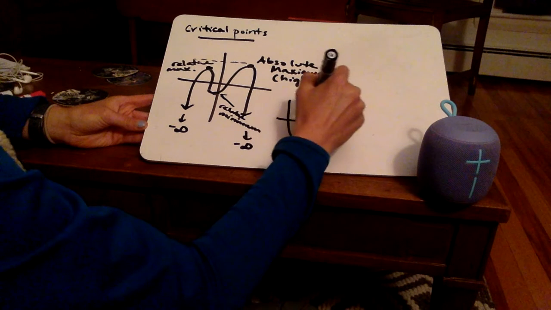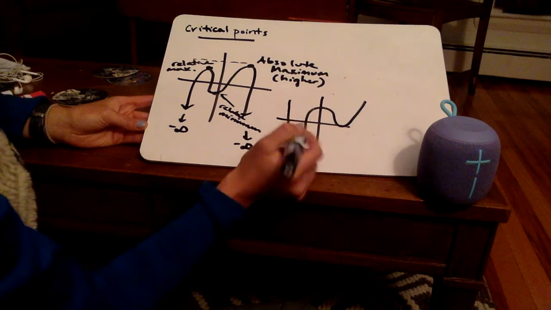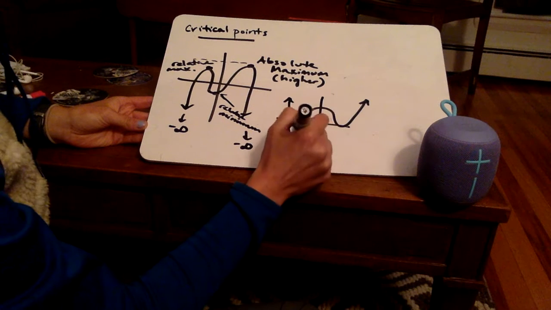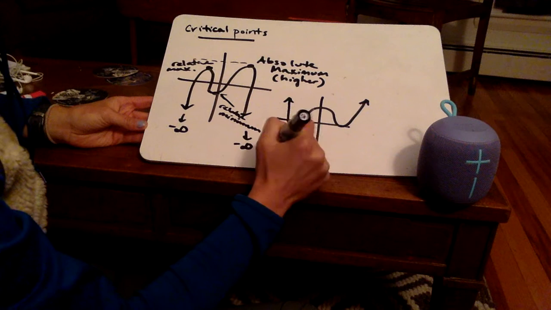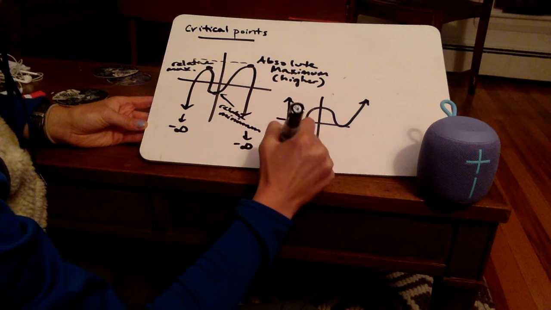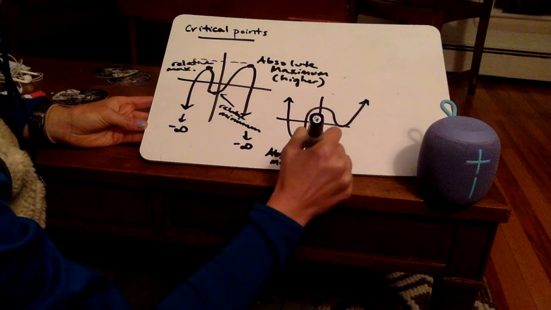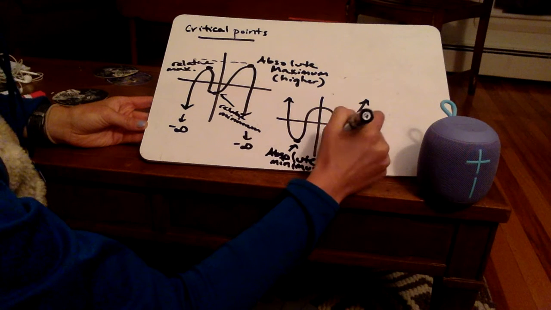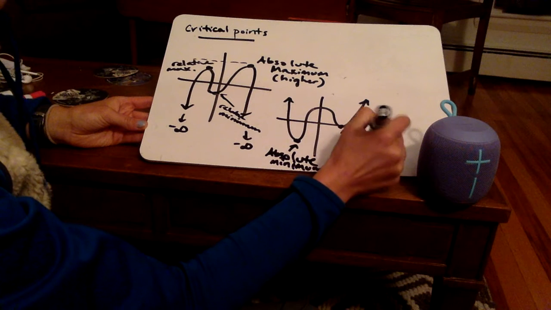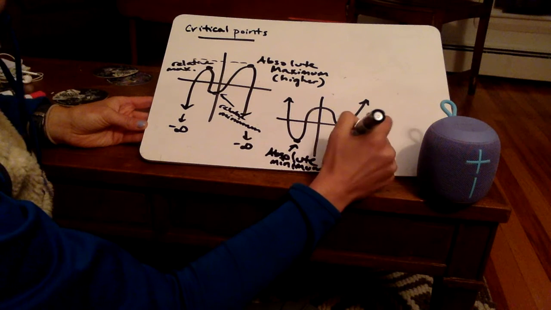Suppose like that. I have my lowest y value here, so this would be my absolute minimum. And this point here would be another relative minimum.